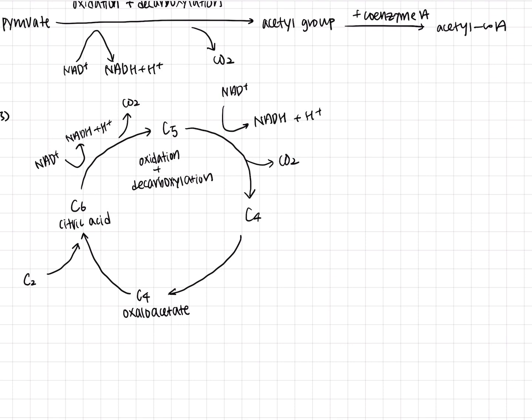And in this rearrangement, in addition to rearrangement, it also undergoes phosphorylation. So in rearrangement, NAD plus is converted to NADH, FAD is converted to FADH2, and then also 1 ATP is produced.